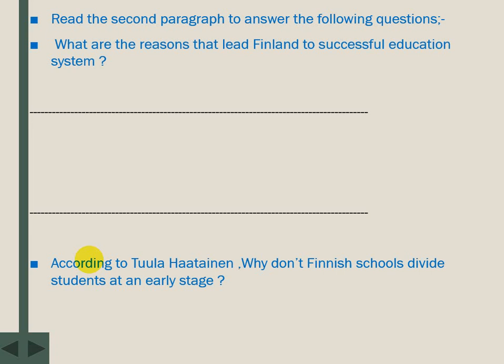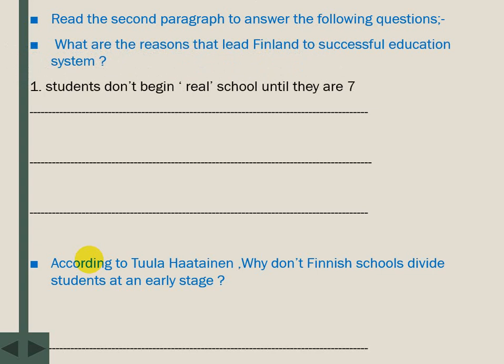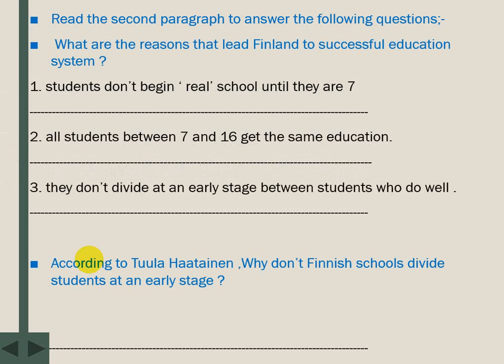Yes, and now I'll give you the correct answers. See number 1. The first reason is students don't begin real school until they are 7. That's why they are successful in their education system. Number 2, all students between 7 and 16 get the same education. Number 3, they don't divide the students at an early stage between students who do well and who don't. Yes, these are the 3 reasons that lead Finland to a successful education system.